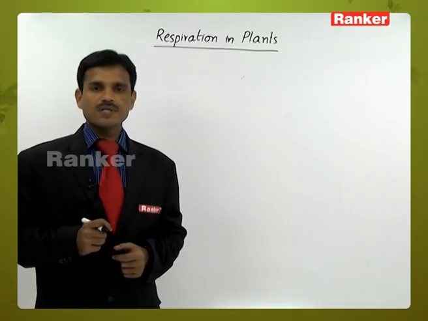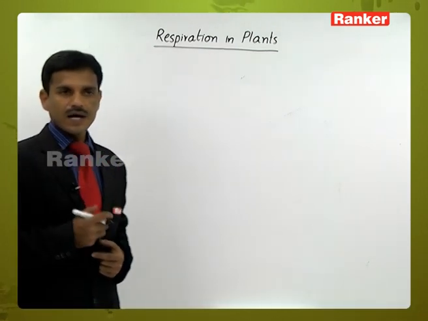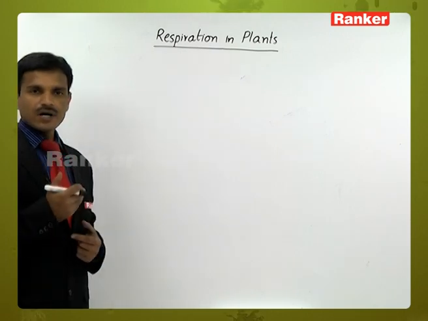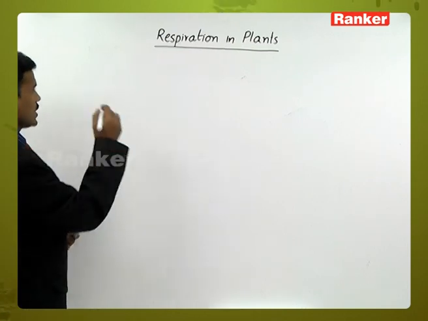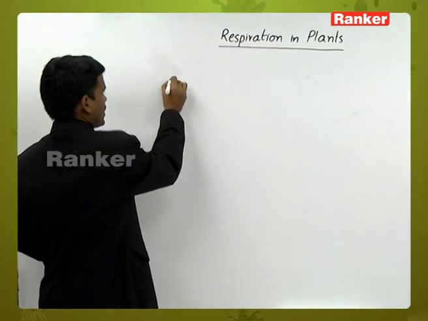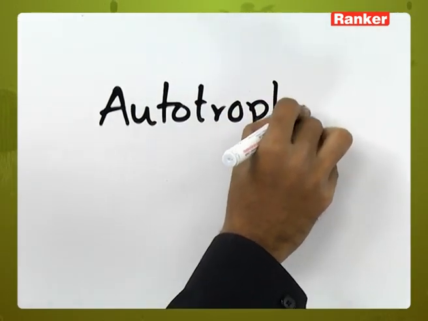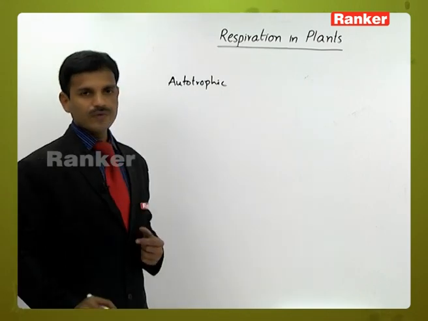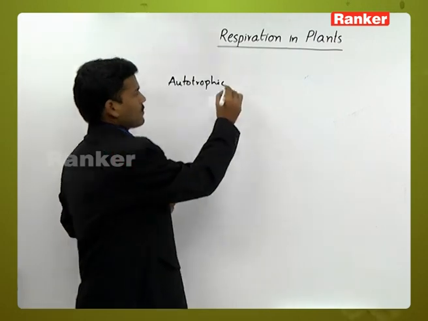Here, the organisms are getting energy. Some organisms synthesize their own food materials, as photosynthetic organisms or photosynthetic plants do, and some organisms depend on other plants or other organisms for food material. So here are different types of organisms: autotrophic organisms. Autotrophic means their own food materials are synthesized by the plants.